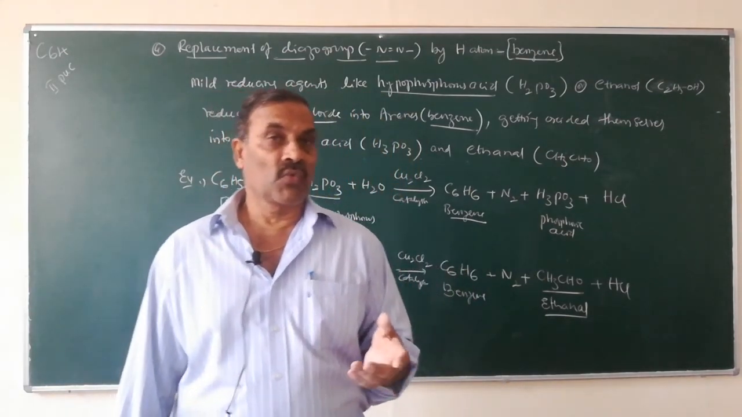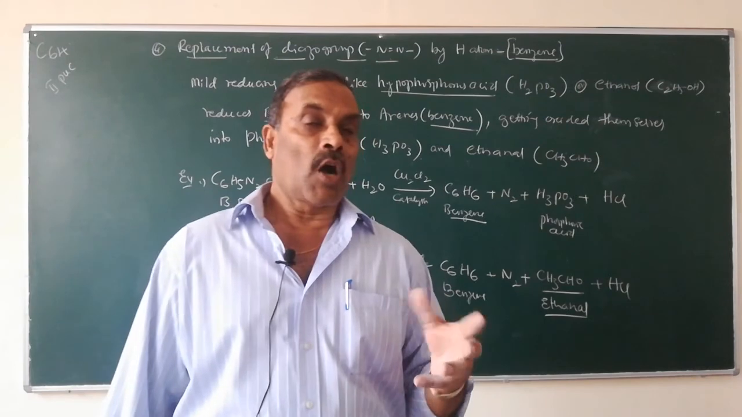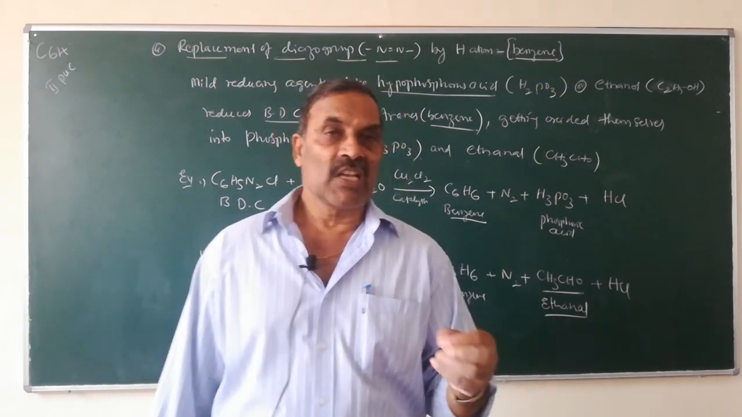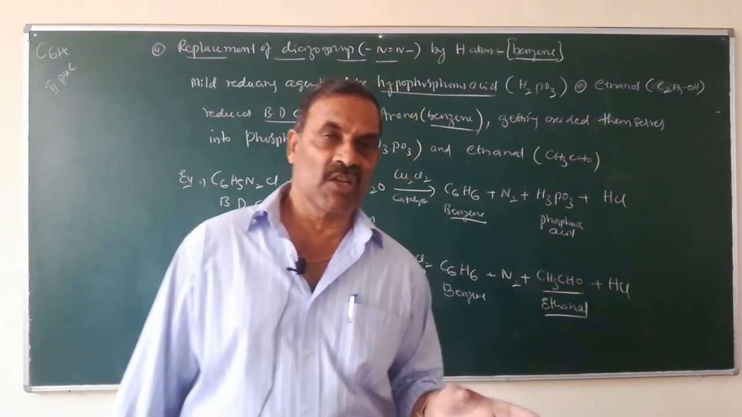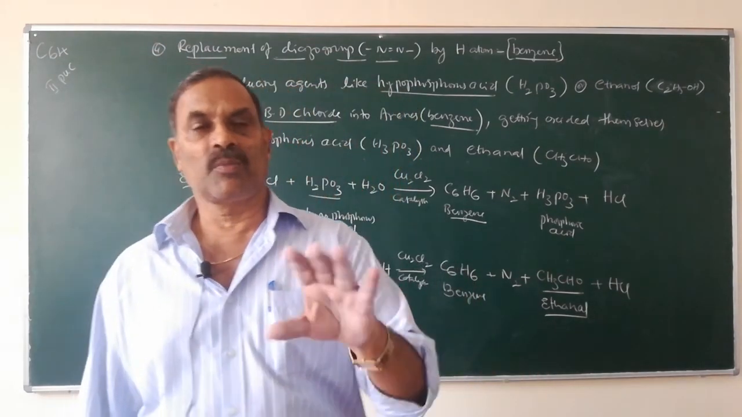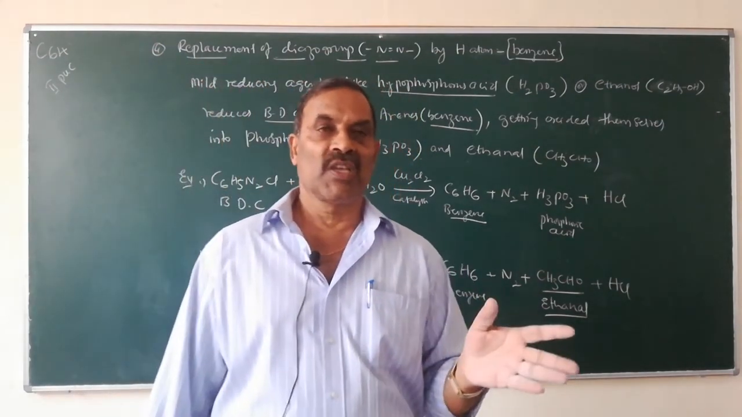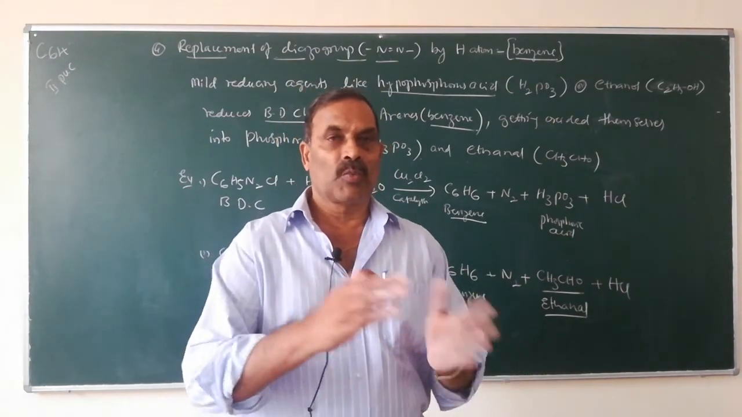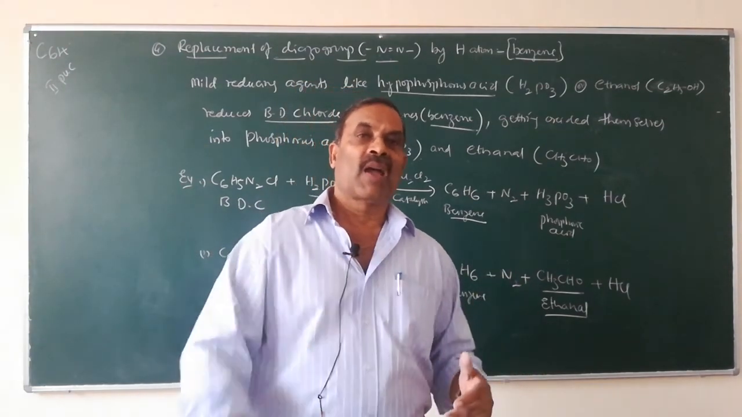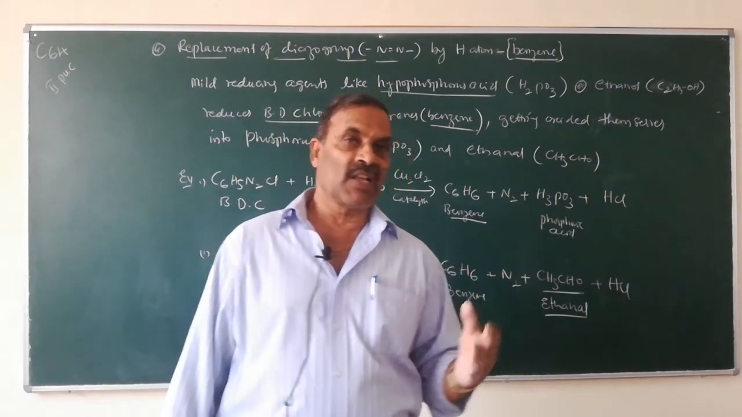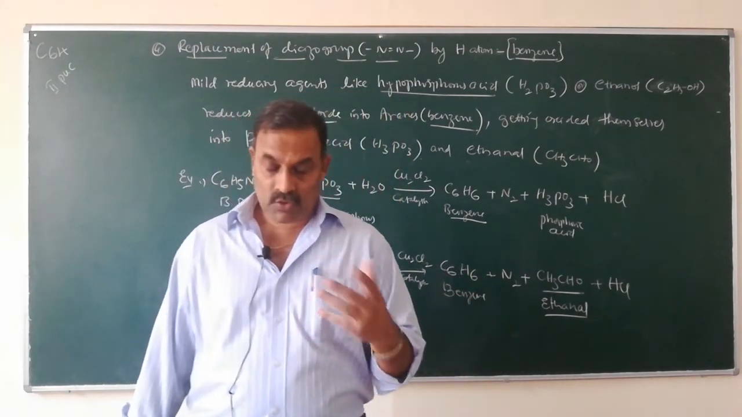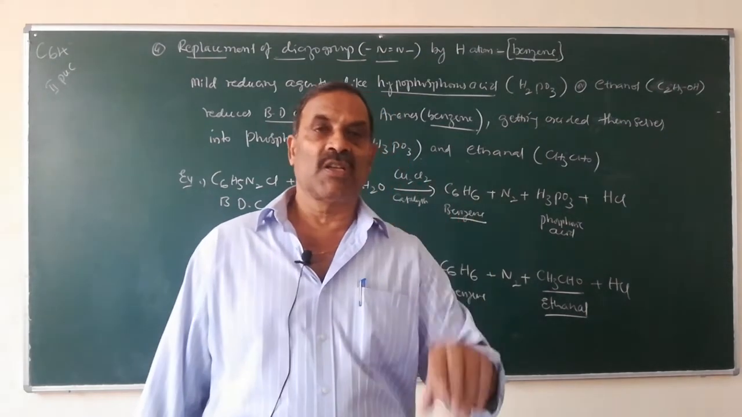But in case of converting benzene diazonium chloride into iodobenzene, or the action of benzene diazonium chloride with potassium iodide, the diazonium group has been replaced by iodine, and we will get iodobenzene. Similarly, the diazonium group has been replaced by hydrogen atom.